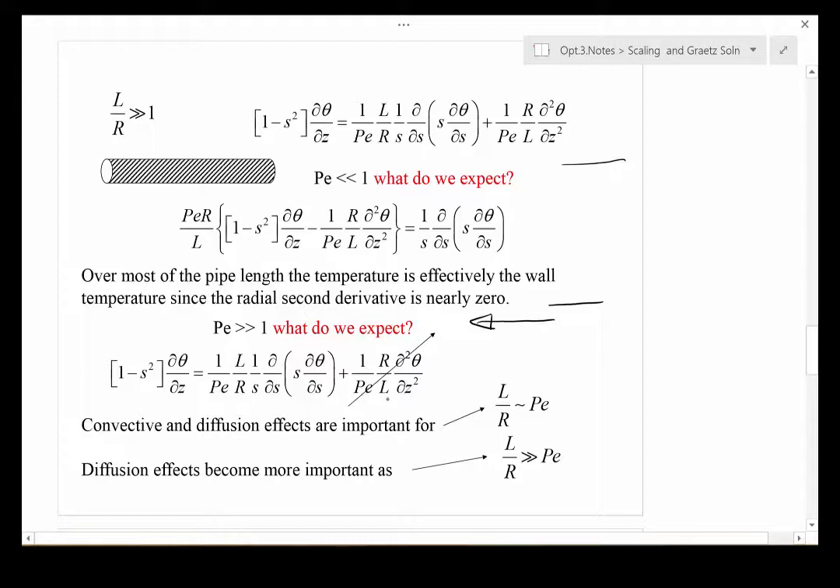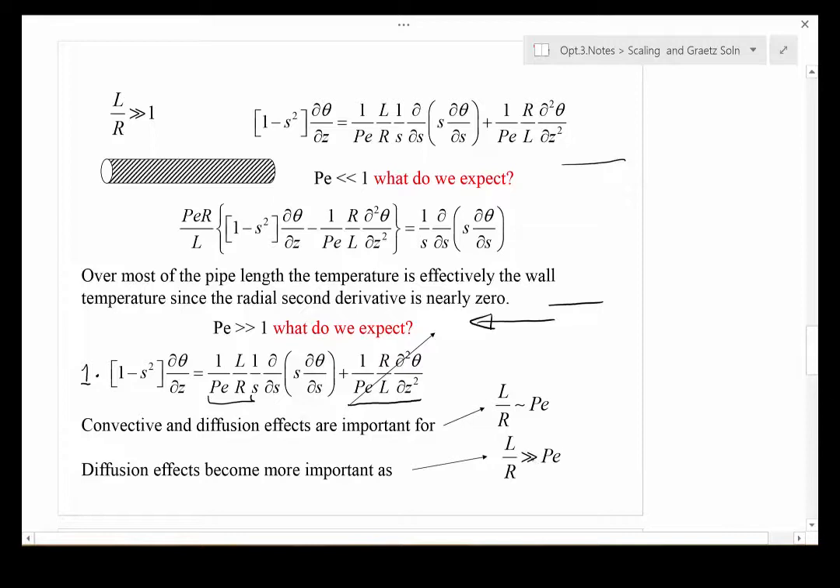As we've pointed out before, the conduction terms in the axial direction are very small, and so we look at the coefficient of the convection term. The convection term coefficient is 1, so that's fine. But what it says is that convection and diffusion are equal. So we look at the coefficient of this term. It says that convection and diffusion are important as long as L over R is comparable to the Peclet number, but diffusion actually becomes more important than convection if L over R is greater than the actual Peclet number.